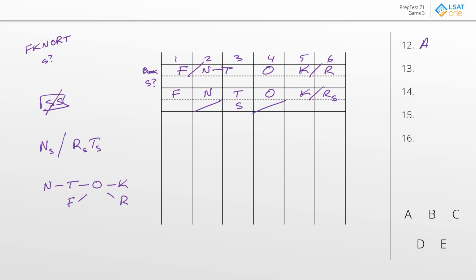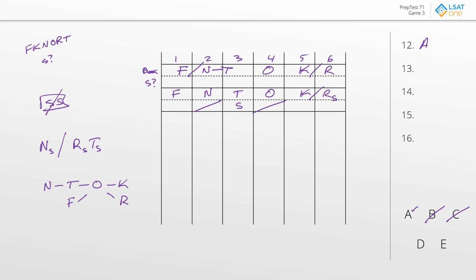Let's take a look. The question asks, which one could be true? Answer choice A, F is summarized, and maybe this could arguably be a summary. Nothing stops that. So I guess that could be true. Let's hold on to A. Answer choice B, K is summarized, and no, because we know R already is, and they can't both have summaries. Answer choice C, O is summarized. Nope, we know it is not.